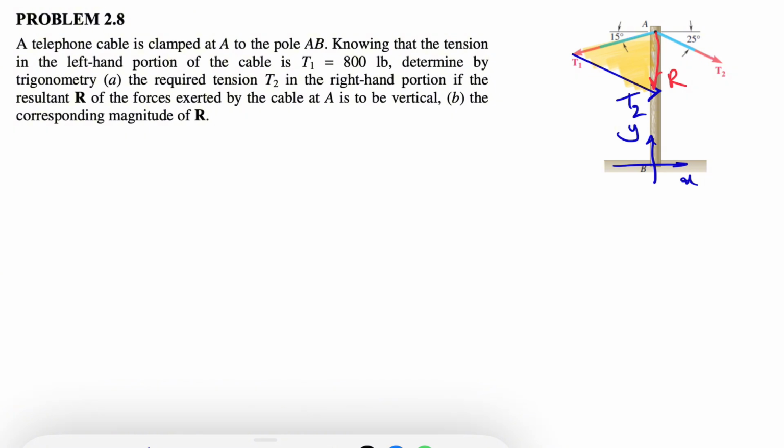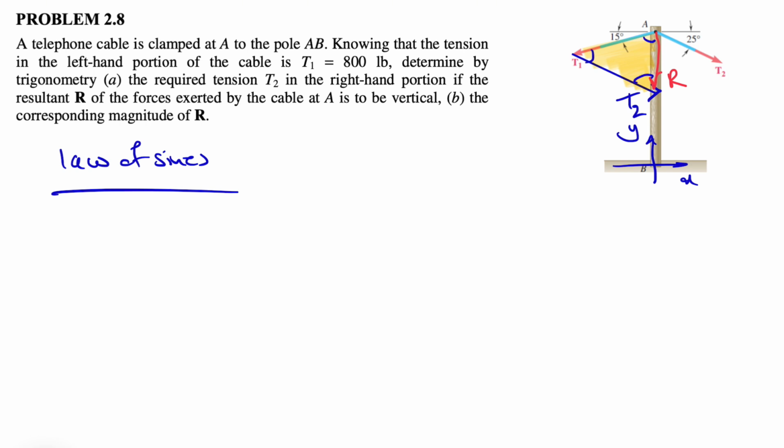So we have two unknowns in here, T2 and R. And in order to use the law of sines, we need to figure out the angles first. We basically need this angle, this one, and this in order to use the law of sines. Let's see if we can find each of these angles. So if we look at here, we'll see that we have a right angle, and this one is 15 degrees. So the other angle would be simply 90 minus 15, or 75.